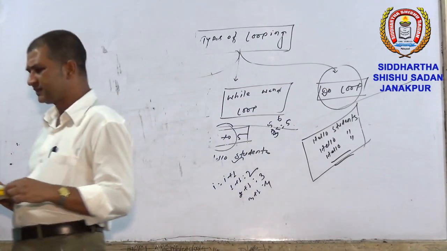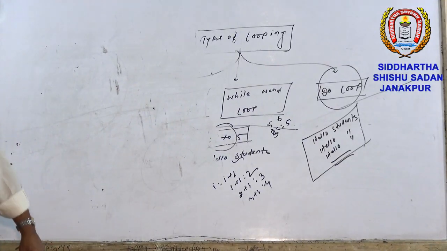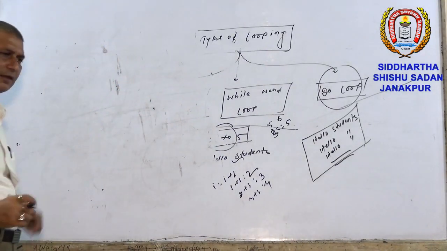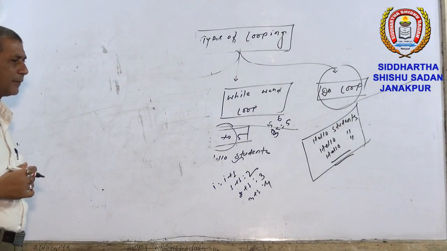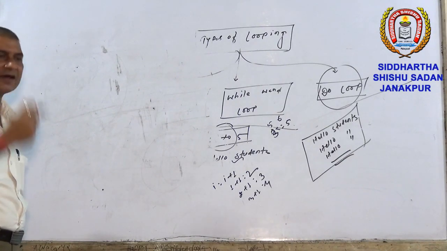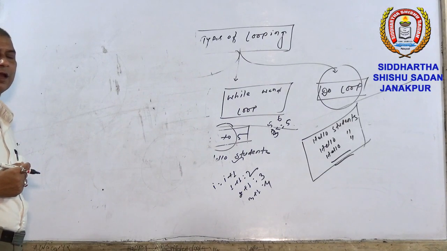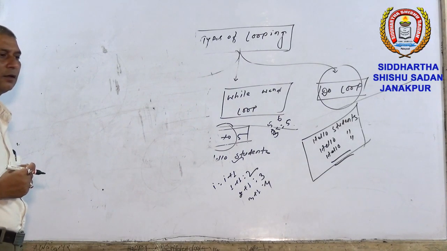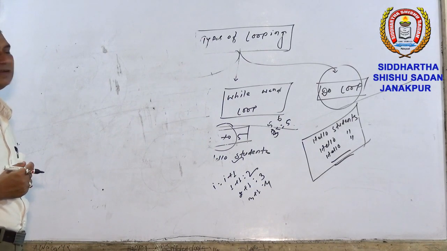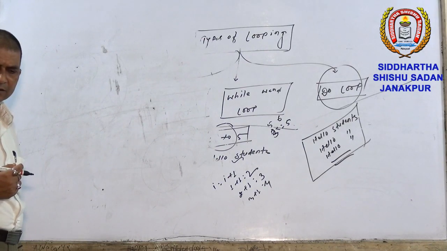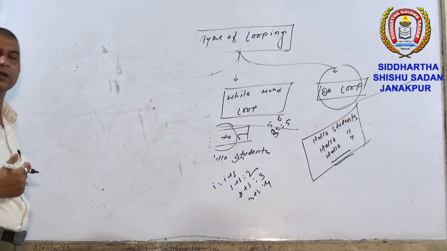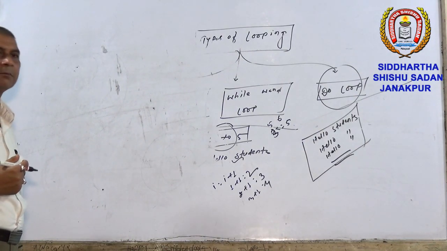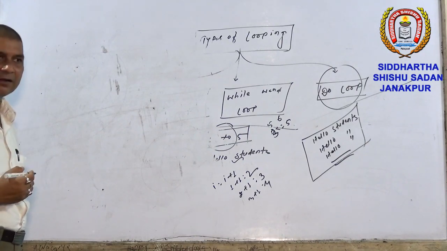Now, let's write the questions. Very simple questions I am going to discuss today. Write a QBasic program to take a number and display the table of that number up to the 10th level.